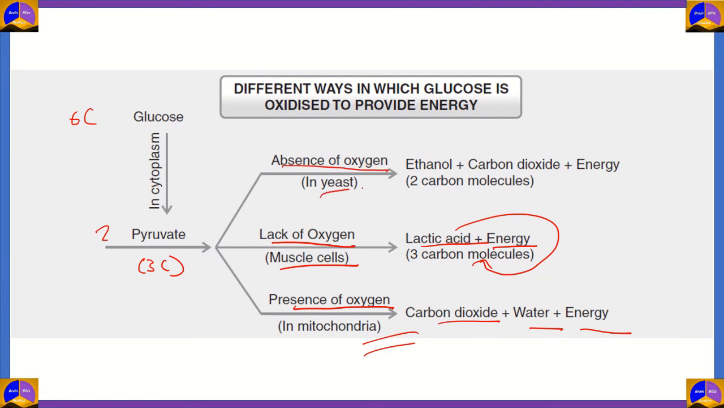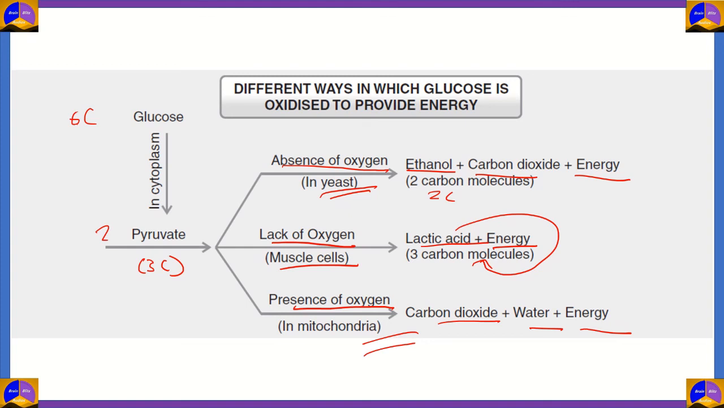So, for example, in yeast, there is no oxygen in the cells at all. So in this particular case, the pyruvate is then converted to ethanol, which is basically alcohol, carbon dioxide, and energy. Ethanol contains 2 carbon atoms in 1 molecule. So that's how the glucose, which is absorbed from the food, is oxidized in various organisms and in various situations to provide energy.